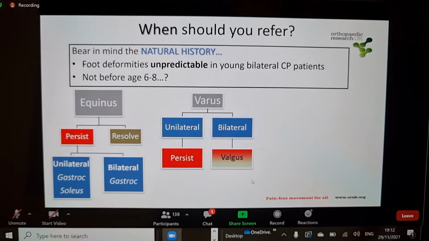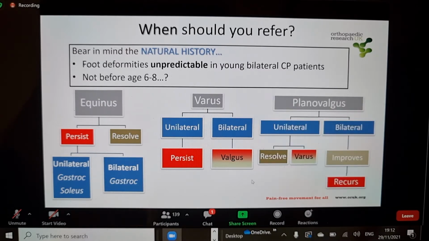So, of course, the other difficulty can be in a very young child. It can be hard to know whether this is a unilateral or a bilateral case. So varus in a young child can be something that is quite difficult to call, really. And then there's the planovalgus deformity, the third of the big three deformities that children with cerebral palsy have. Again, here, the natural history is actually quite complicated.